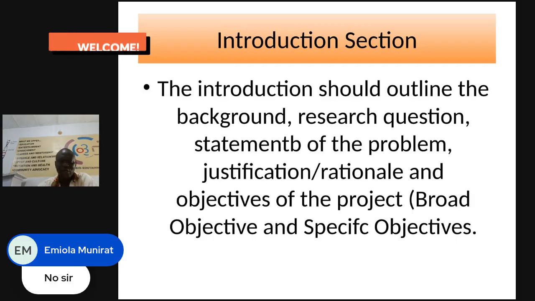Just like I said, under introduction, you have the following: background to the study, research questions, statement of the problem, justification or what you call rationale, and objectives. The objectives are divided into two: broad objective as well as specific objectives.